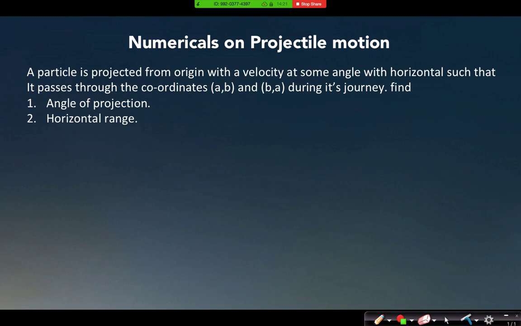Now, which equation will I use here to solve this question? Equation of trajectory. Do you remember the equation of trajectory? Yes, good: y is equal to x tan theta into 1 minus x by r. Now, according to this question, it passes through (a, b). So for this first instance, my y coordinate is b and x coordinate is a. So b is equal to a tan theta into 1 minus a by r.